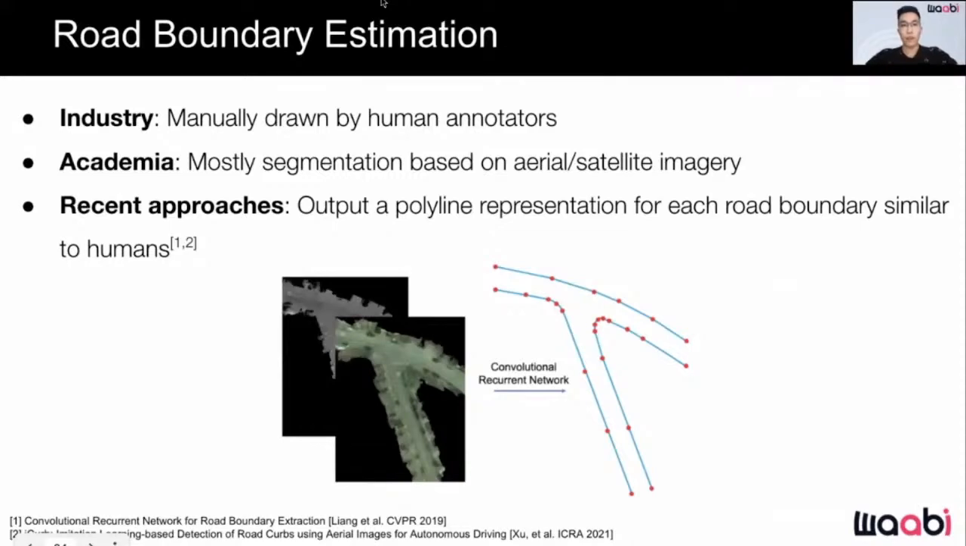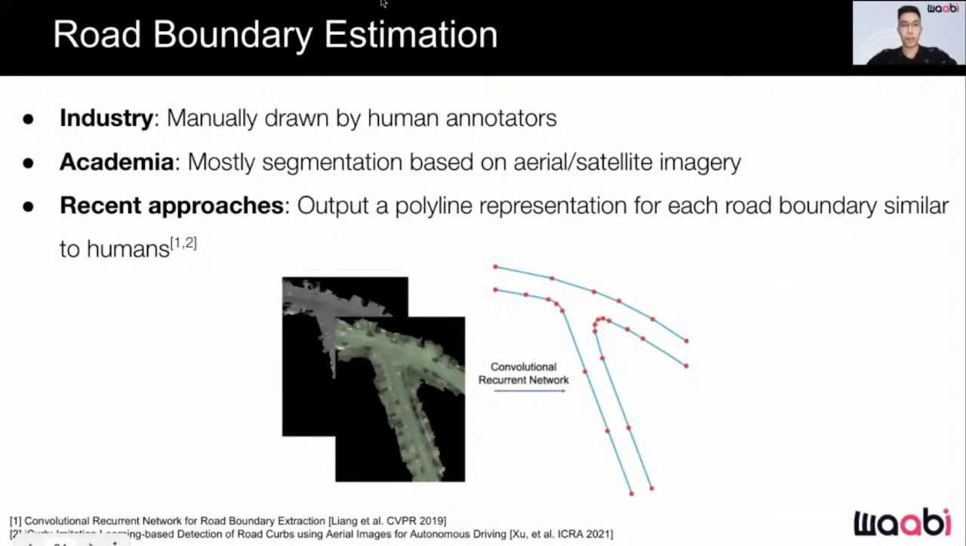Knowing where the road boundaries are, that is, delineating the separation of the drivable surface of the road from sidewalks, is crucial for safety and navigation. Currently in the industry, human annotators draw these road boundaries from scratch as part of the HD map production. This is a very expensive task since we need to annotate whole cities, and as such is not scalable.